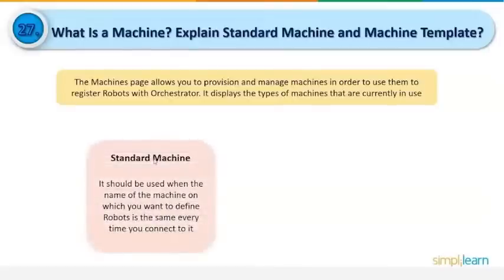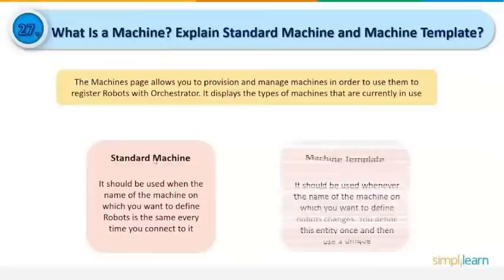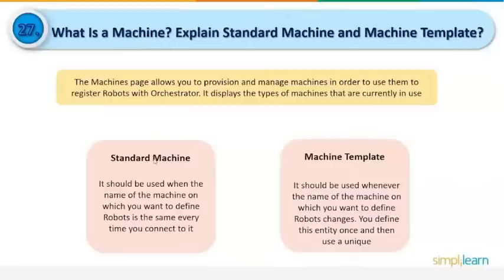Standard machine: it should be used when the name of the machine on which you want to define robots is the same every time you connect to it. You define the machine once and then you can connect as many robots as you want from the Robots page. Machine template: it should be used whenever the name of the machine on which you want to define robots changes. You represent this entity once and then you use a unique Active Directory username to connect to any number of attended floating robots.